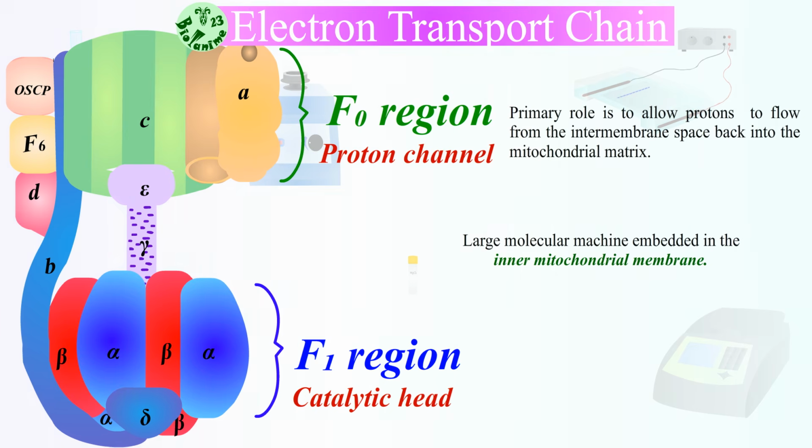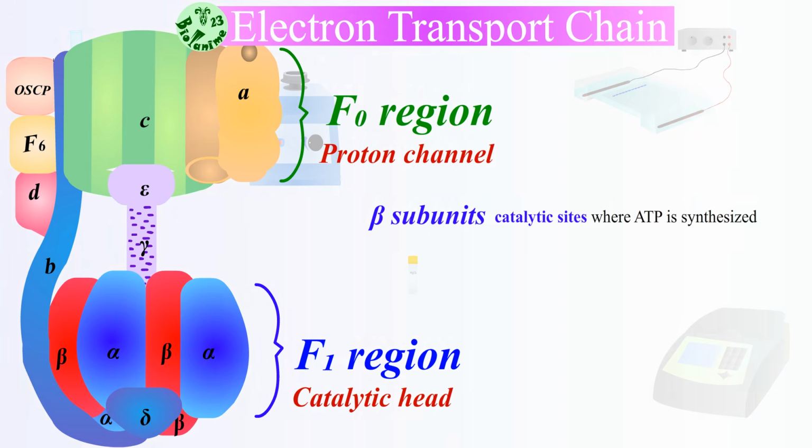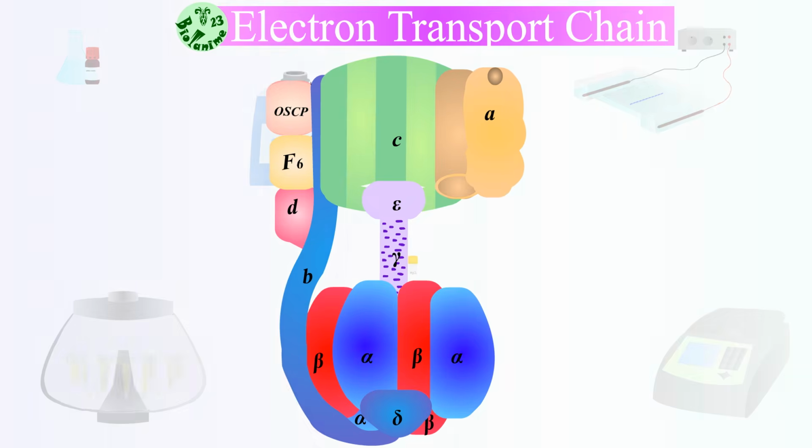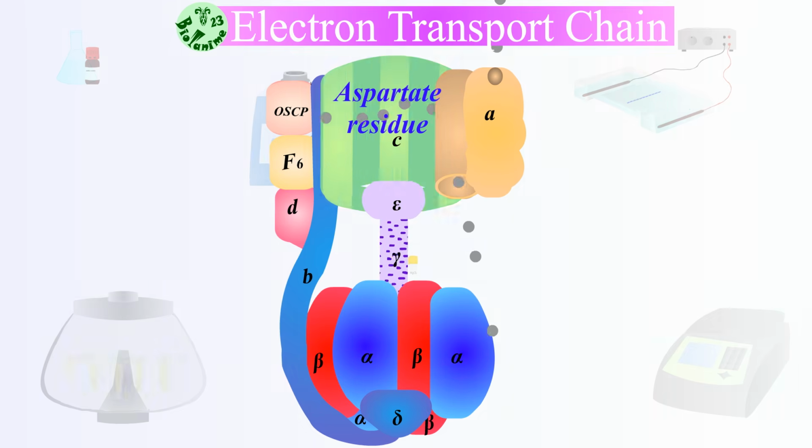The beta subunits contain the catalytic sites where ADP is synthesized, whereas the alpha subunits mainly bind nucleotides and provide structural support. The F₀ is composed of 3 subunits: A, B, and C. As protons enter the F₀ region, they bind to an aspartate residue on a C subunit. This binding causes the ring to rotate. As the ring completes almost one full rotation, the proton reaches another channel in the A subunit and is released into the mitochondrial matrix. The aspartate residue is then ready to bind another proton, and the cycle repeats.